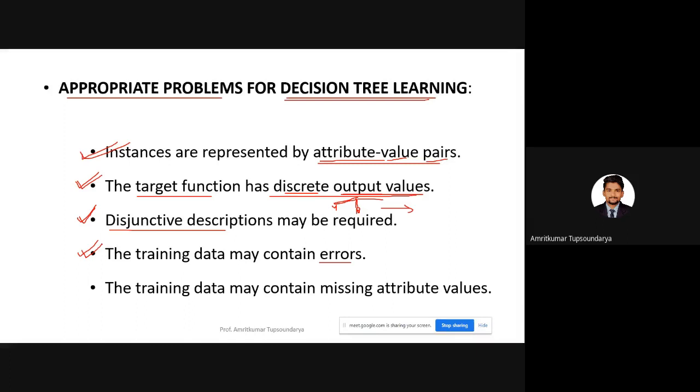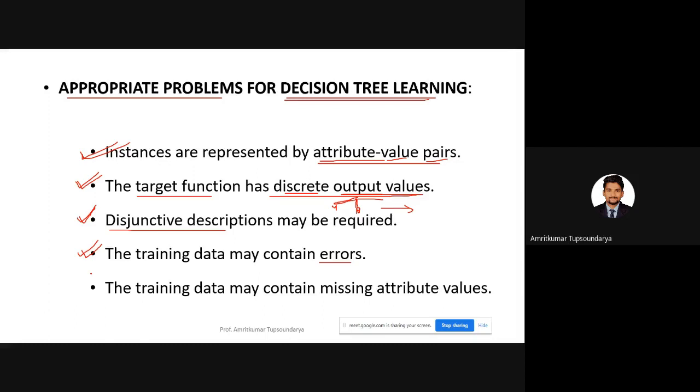As we discussed in the previous lectures regarding the Find-S algorithm or candidate elimination algorithm, those algorithms were not so good when we talk about noisy data or data which has errors in the training examples. If the training examples have errors, then the candidate elimination algorithm and Find-S algorithm would not converge to the right set of hypotheses. Unlike those, the decision tree learning algorithms can handle a data set which may contain errors.